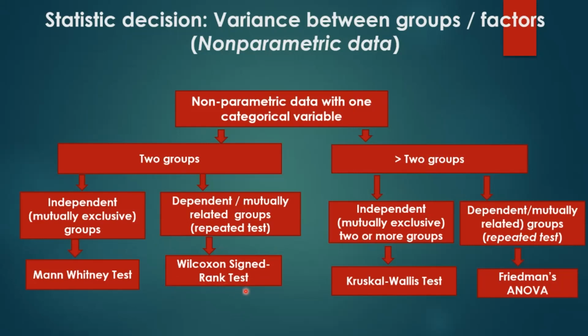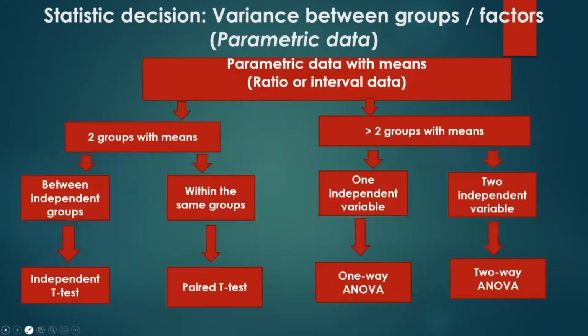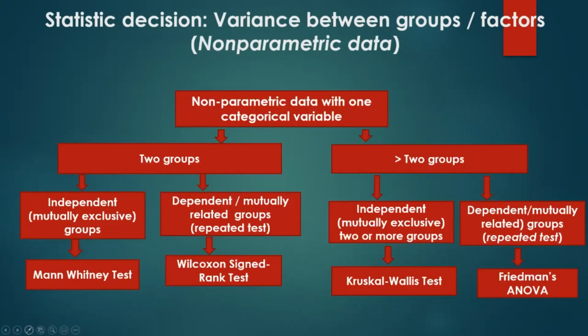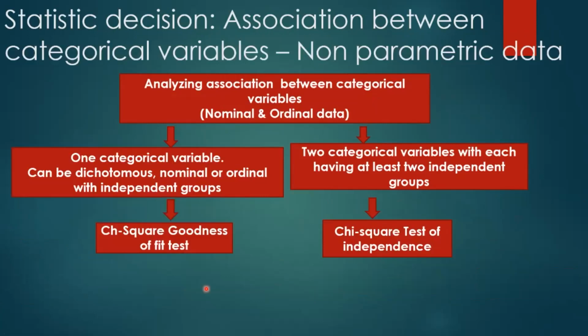So guys, you see how important it is for you to know the type of data that is collected, because it will be impossible for you to judge the type of statistical analysis to use if you don't know the type of data that you've collected. First of all, you must check whether your data is parametric or non-parametric. If it is parametric, then you are here. If it is non-parametric, then you check the non-parametric side when you want to analyze variance between groups and factors in the independent variable.